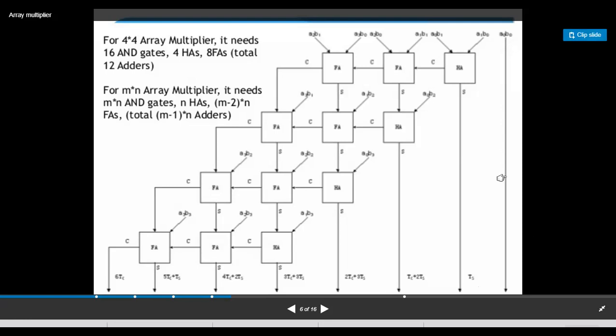Initially, A0 into B0 is P0. A1 with B0 and A0 with B1: these two inputs are given to the half adder. Next, the first one is the full adder, because a full adder requires 3 inputs. Just see where we have used the half adders.